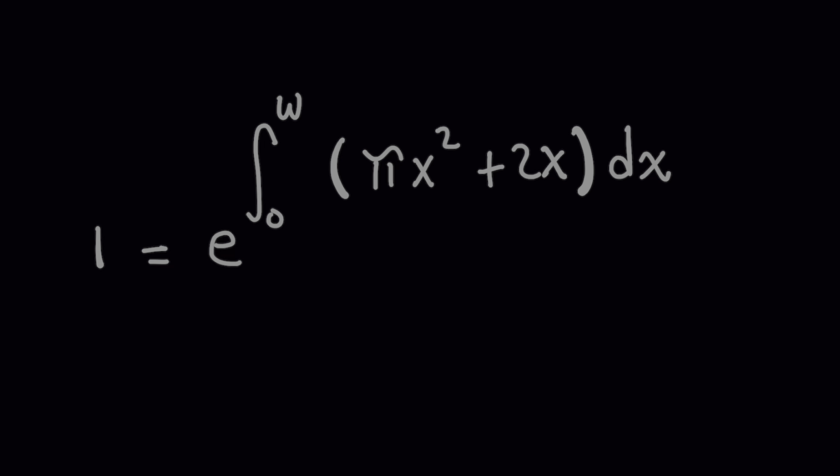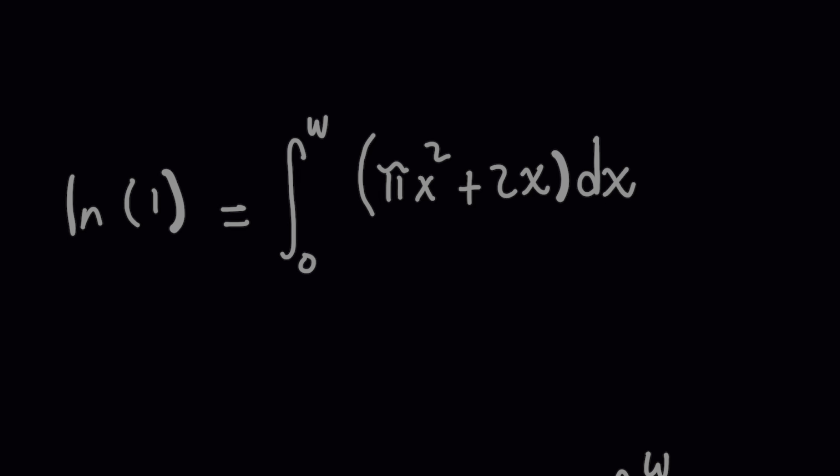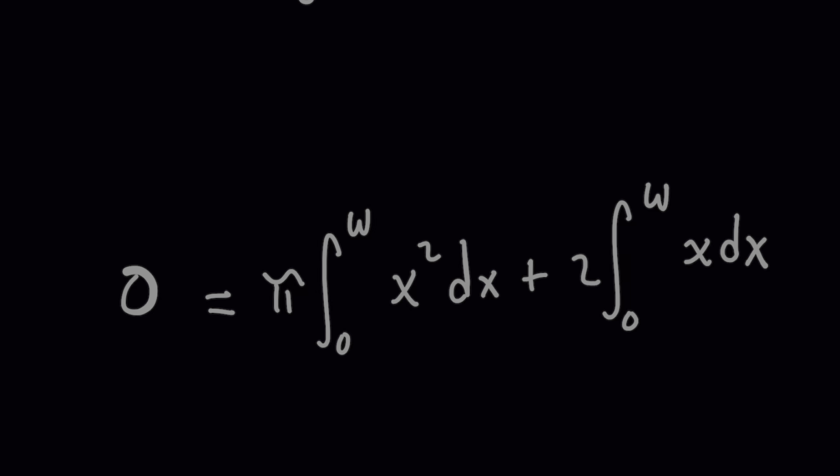The method I'm going to use to solve this problem is I'm going to take the natural log of both sides, because then on the right-hand side, the natural log and the e exponent go away, right? You're just left with this simple integral. And then on the left-hand side, the natural log of 1 is really nice. That just becomes 0.